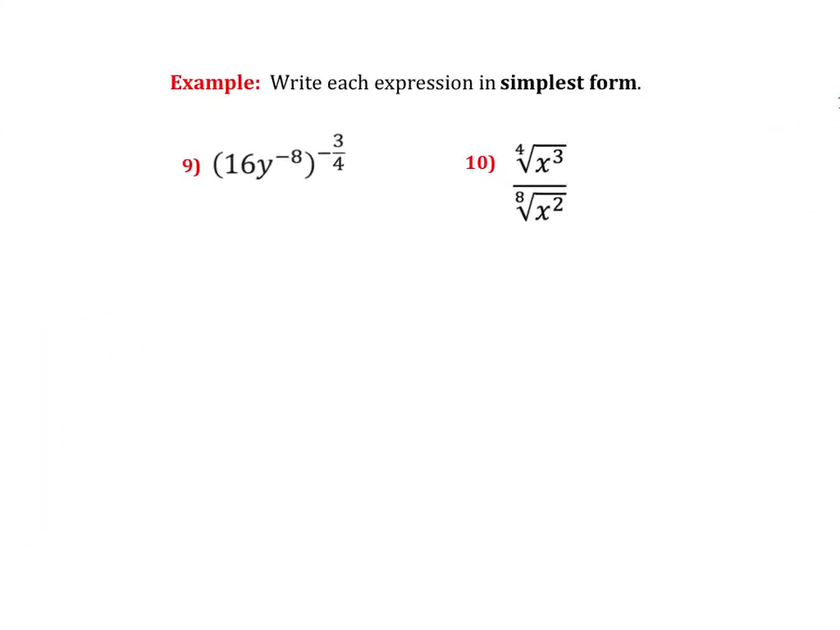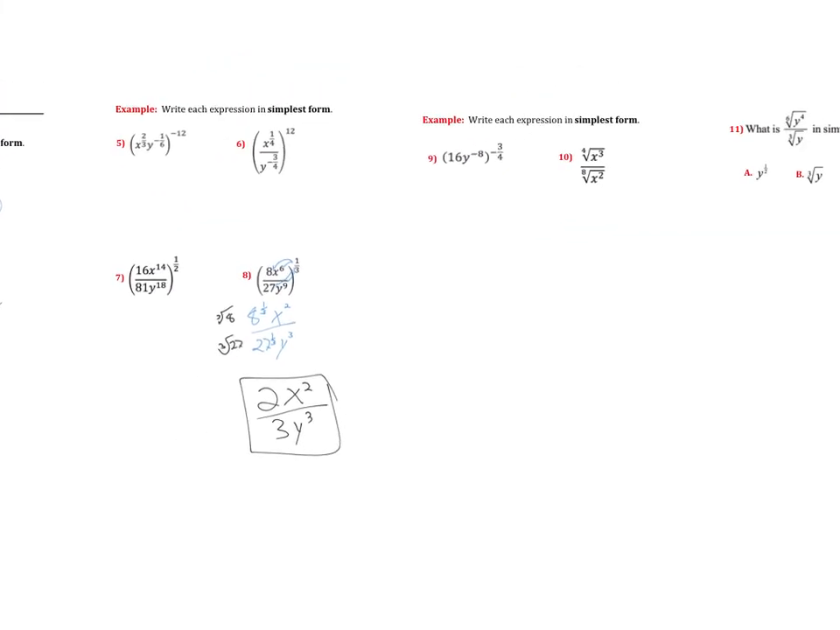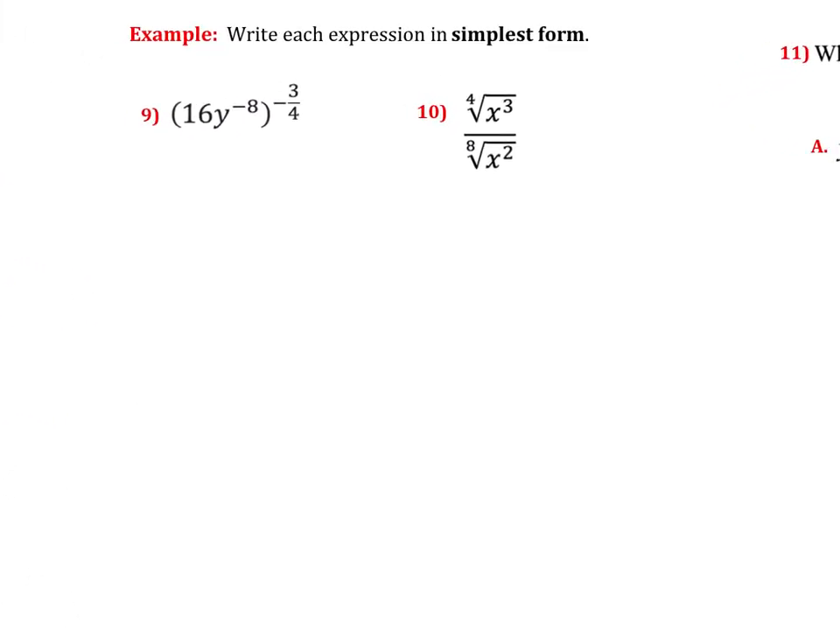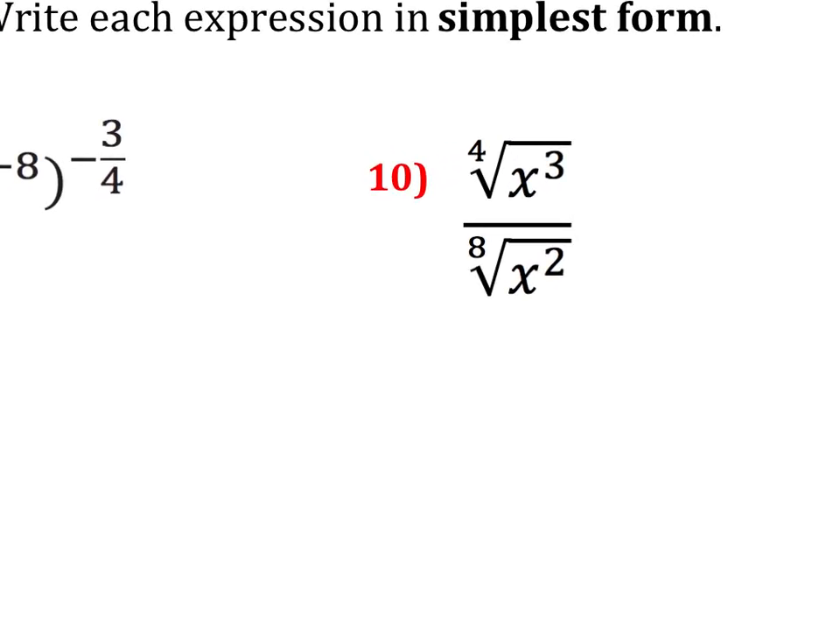We'll go number 10 on this next one here. Again, these are all going to be similar styles of problems. The solutions are available to you, posted to Classroom. Number 10, we have the fourth root of x to the third all over the eighth root of x squared.